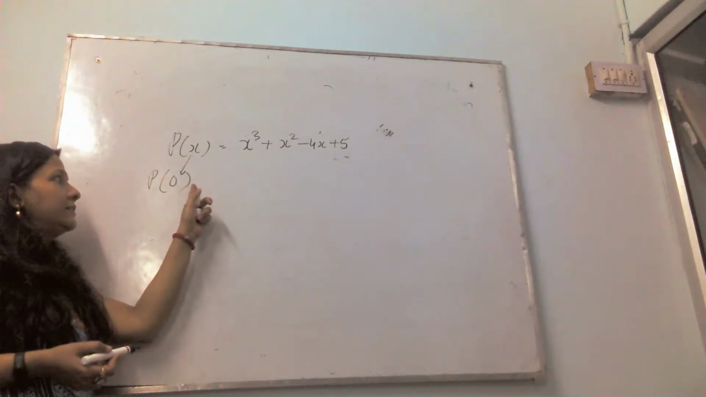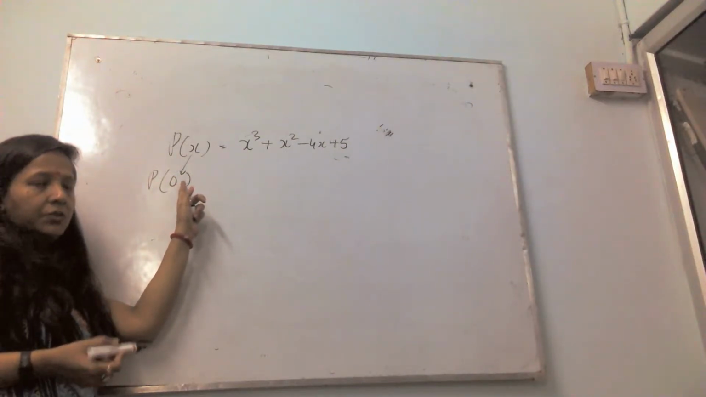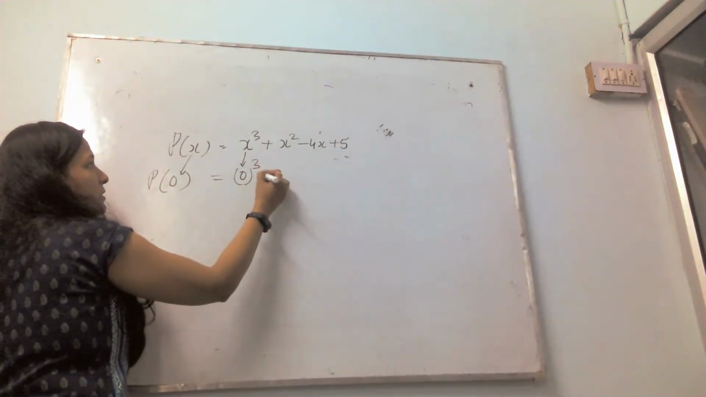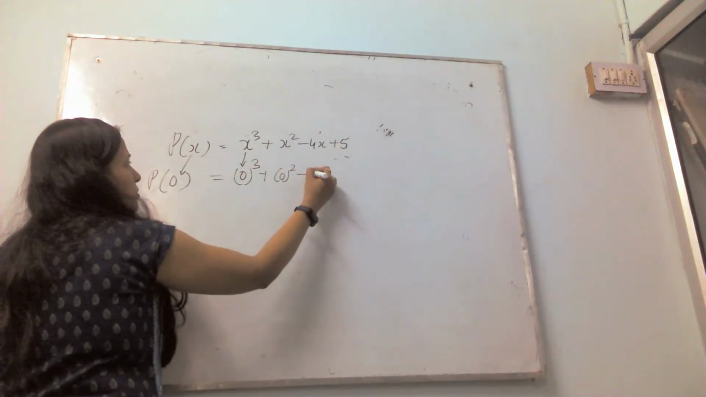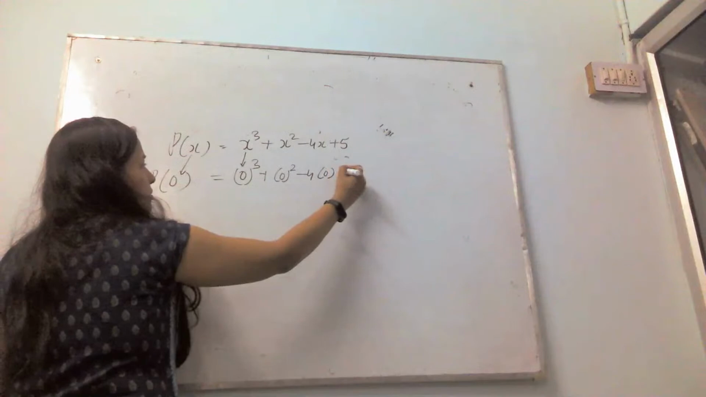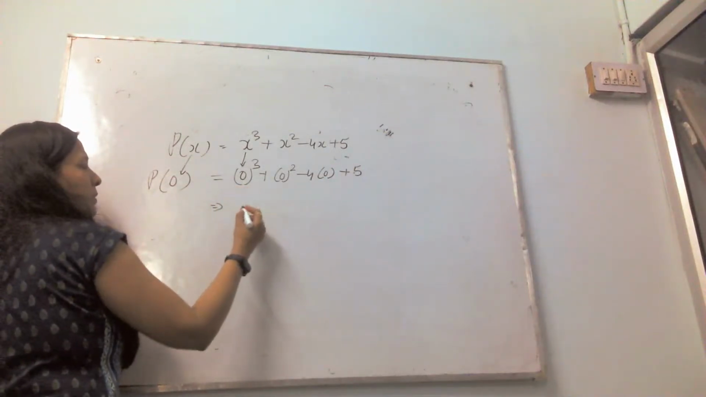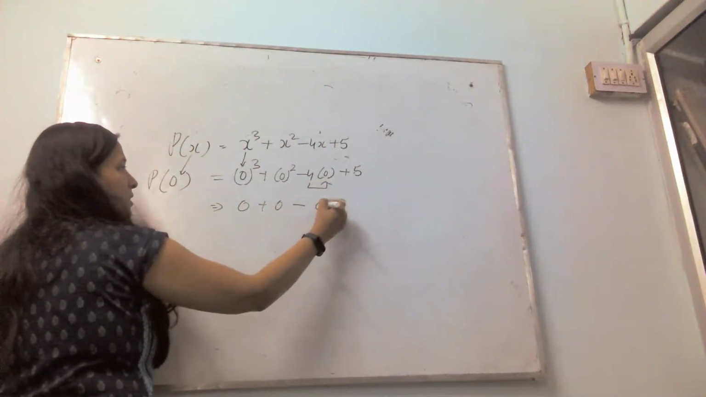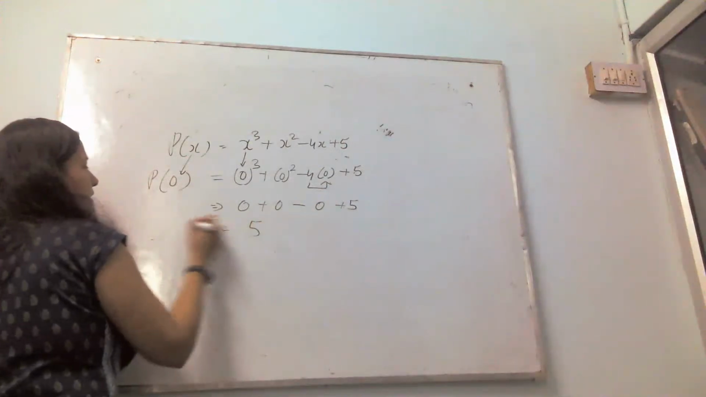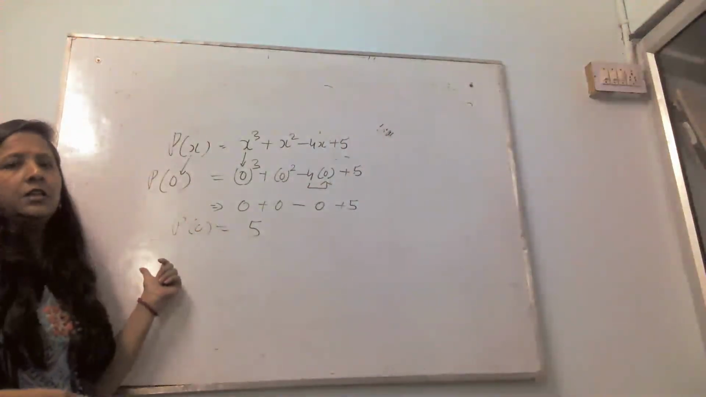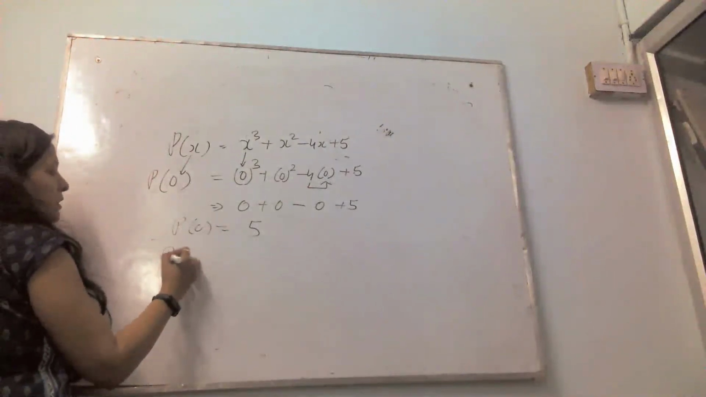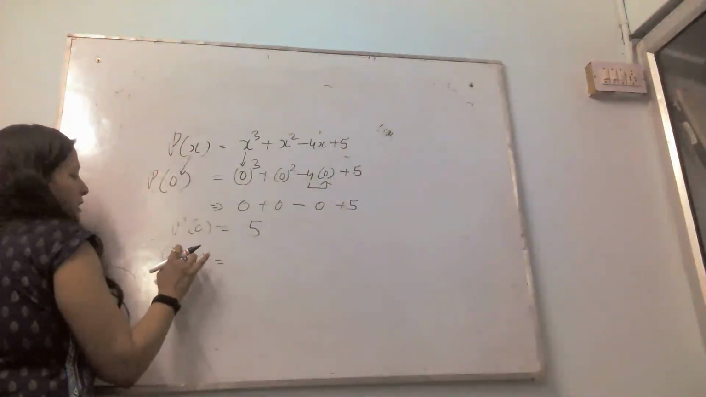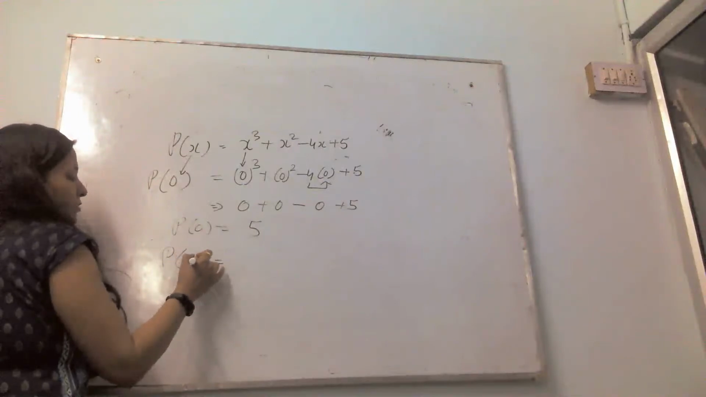It means wherever there is x, we have to take it as 0. So in place of x we put 0: 0 to the power 3, 0 to the power 2, minus 4 times 0, plus 5. 0 to the power 3 is 0, anything multiplied by 0 is 0, plus 5. So the answer is 5. Again, we will see another example. P(x) is a polynomial, let's take y. Otherwise you may think a polynomial should always be in the form of x. No, it can be any variable.